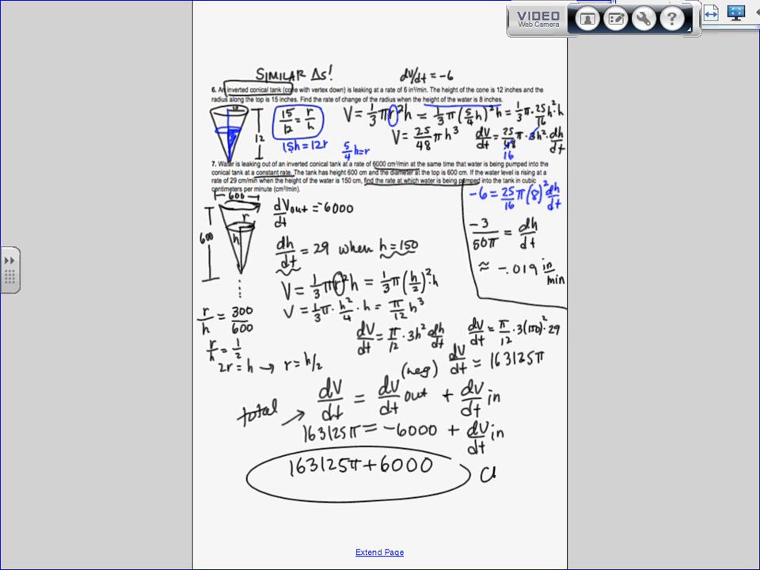And it's cubic centimeters per minute. Looks like a ton, but it's cubic centimeters. It's not huge. Now, if that was meters, that's a big cone. Much larger than a funnel.